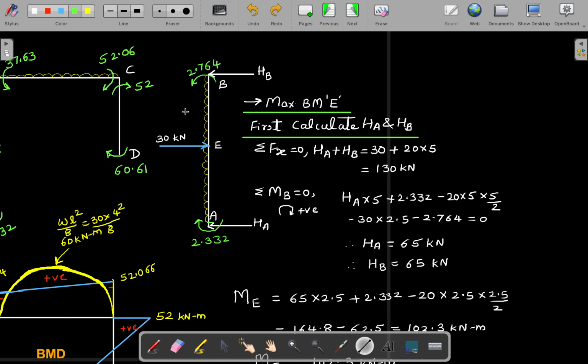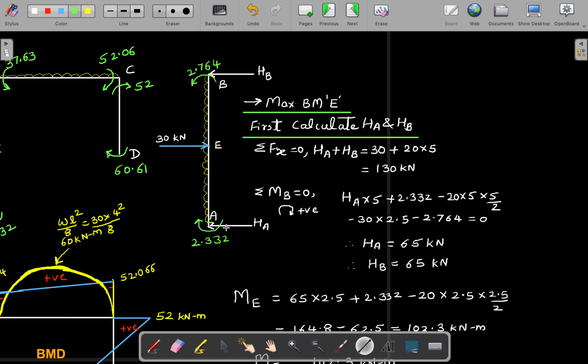because a 30 kilonewton load is there, and this 20 kilonewton UDL, right? So 20 into 5, so 130 kilonewton. Now consider moment about B, because our interest is to find HA. We have to find the moment at E, right? So HA, when you take moment about B, is HA into 5, moment about B point.